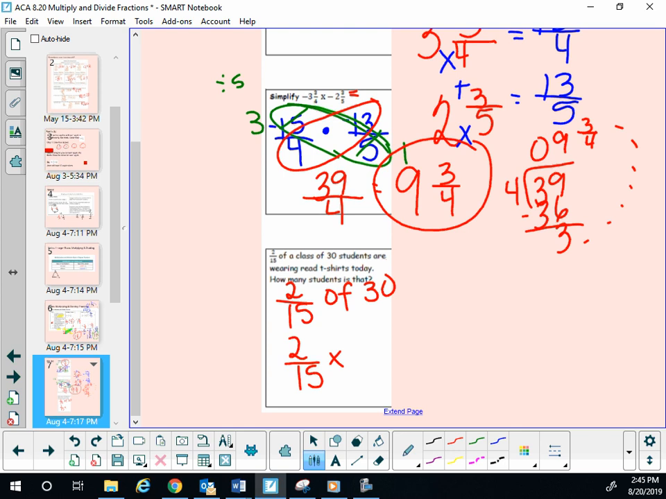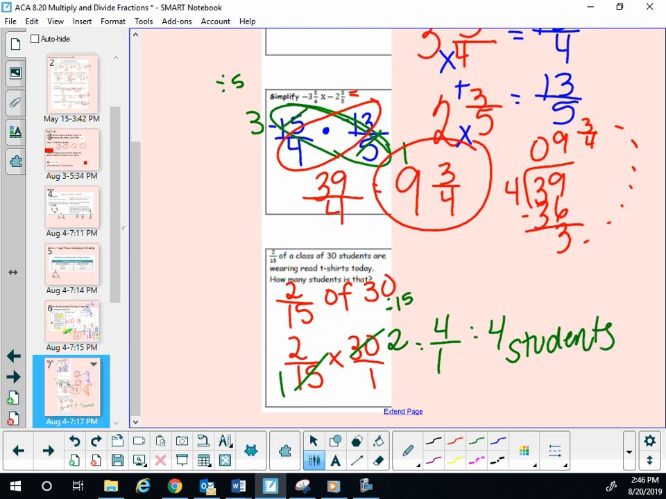I have to write 30 as a fraction. All whole numbers are over 1. If I cross simplify the 2 and the 1, does that work? There's nothing, that's already a 1. How about the 15 and the 30? I can divide it by 15. So this becomes a 1, and this becomes a 2. Now I'm just ready to multiply. What do you get? 4 over 1. What's 4 over 1? Very good. So the answer is 4 students.